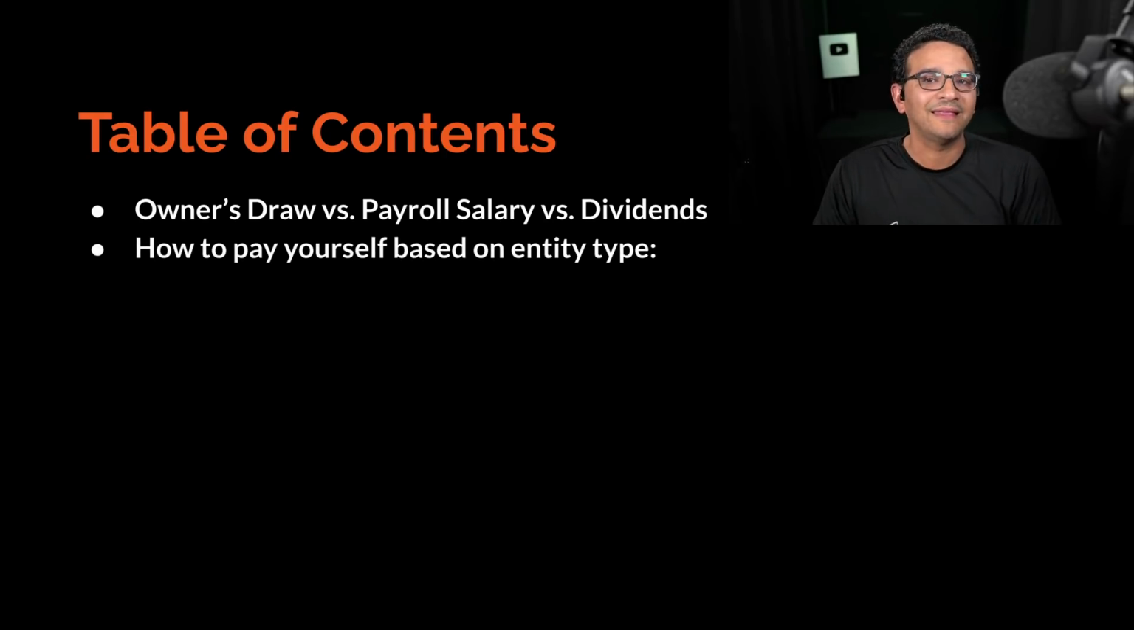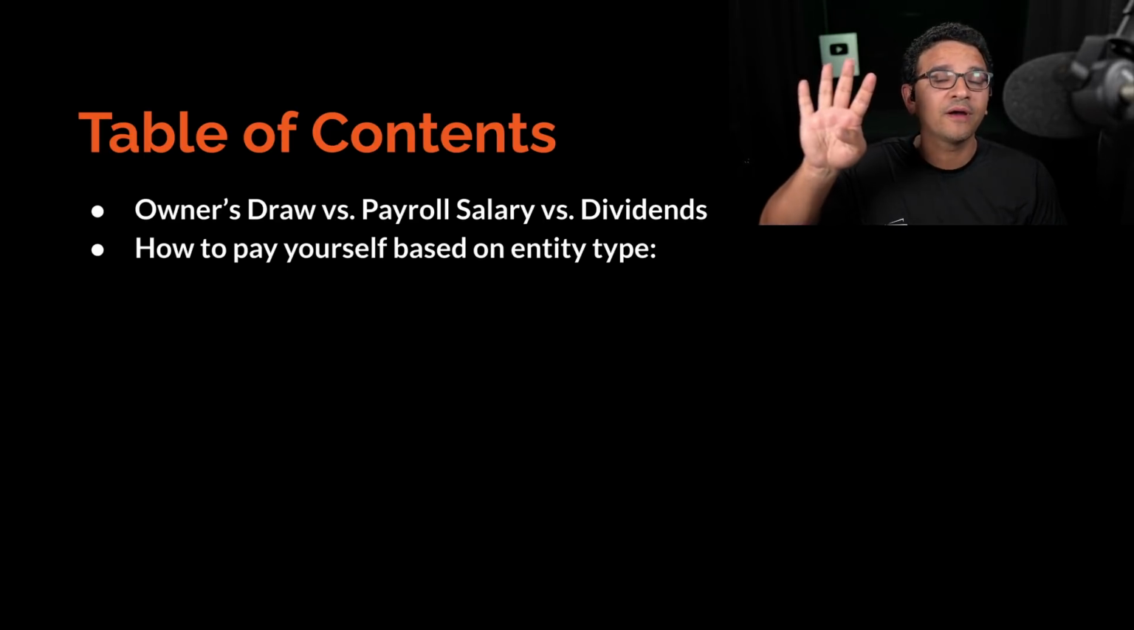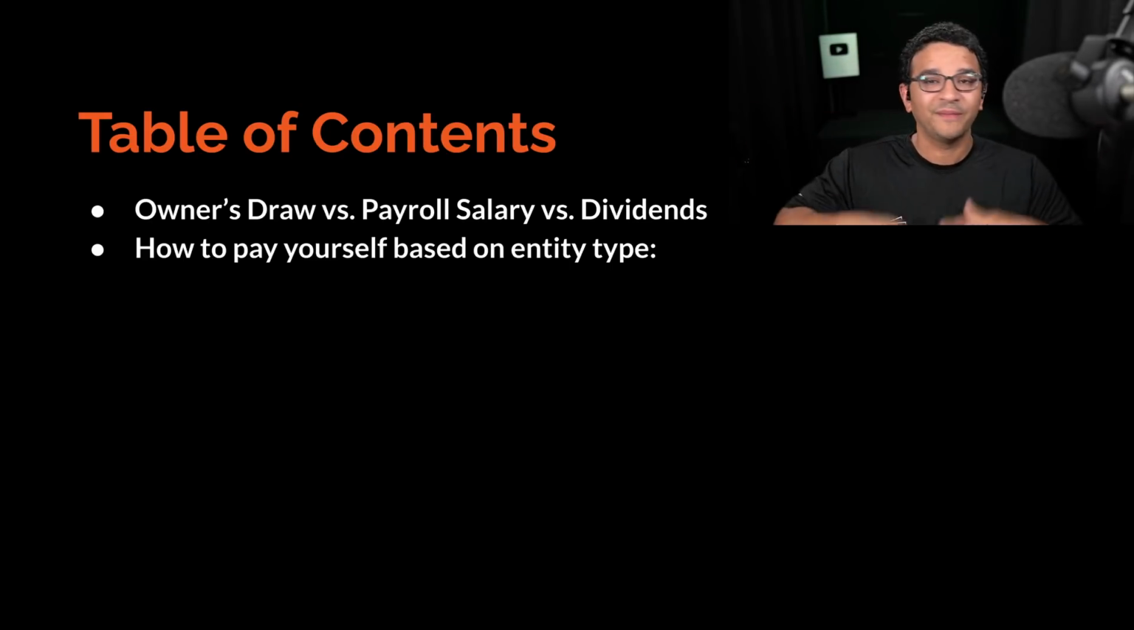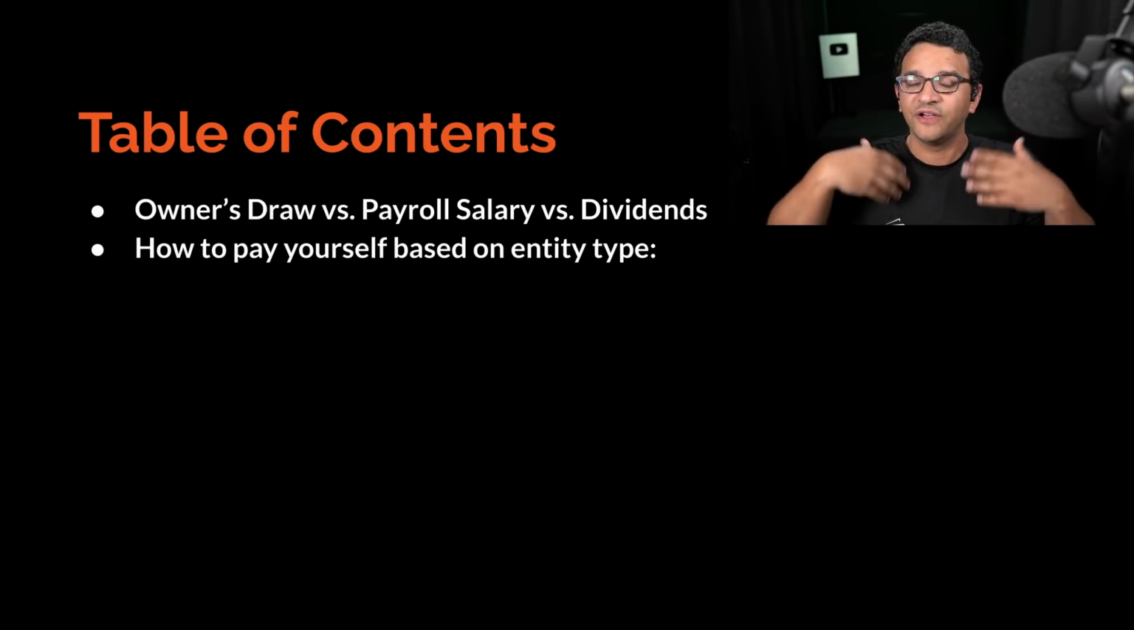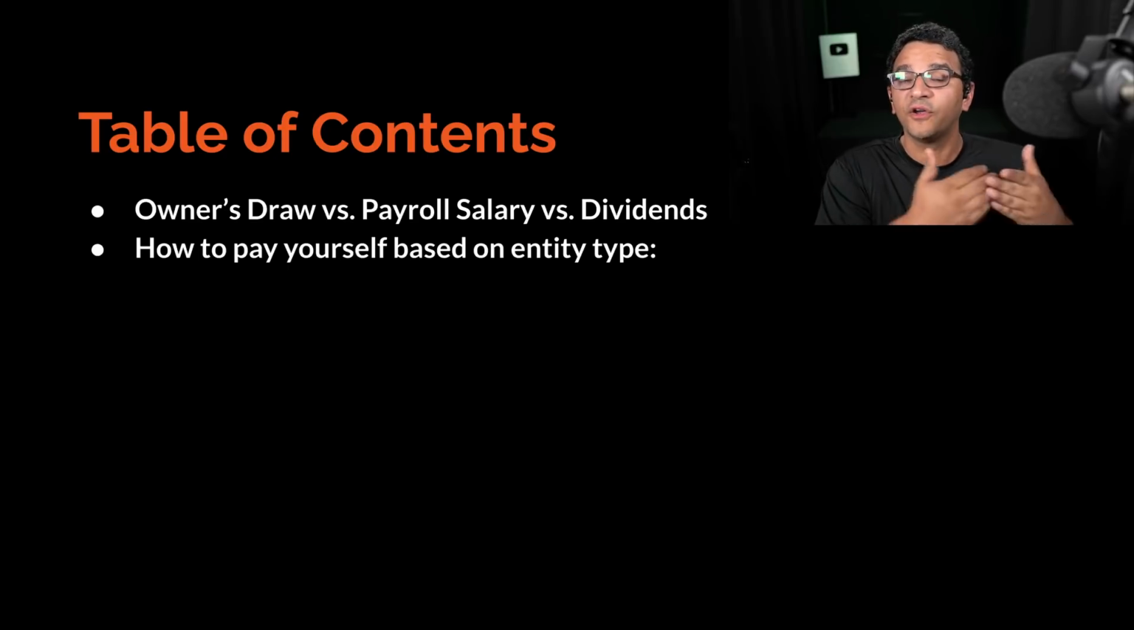Then we're going to go into the detail of each entity type. And I want you to think about an LLC as potentially being one of 4 entity types. It can be all 4 of them. It can be 2 of them. It can only be 1. So you're going to make the election based on your situation.